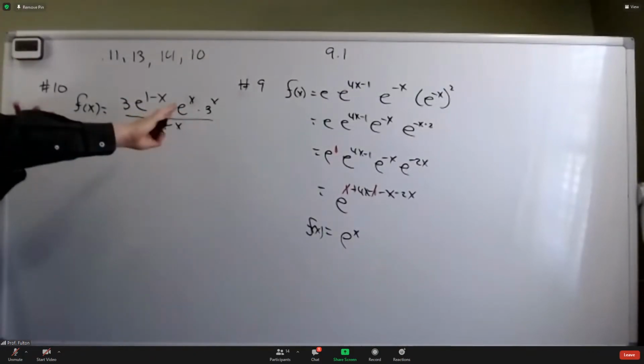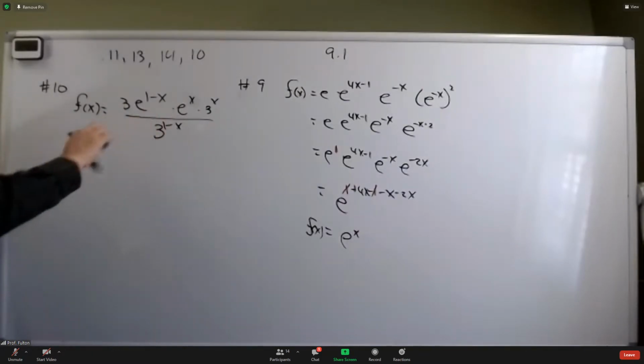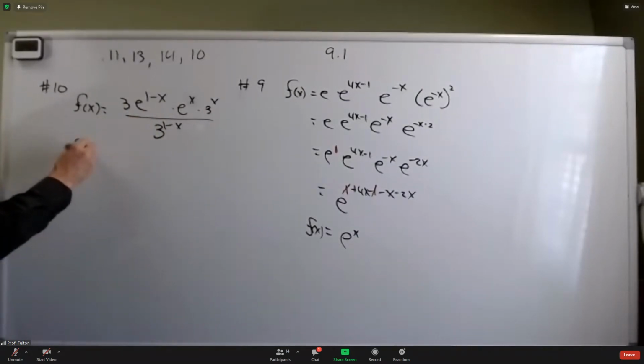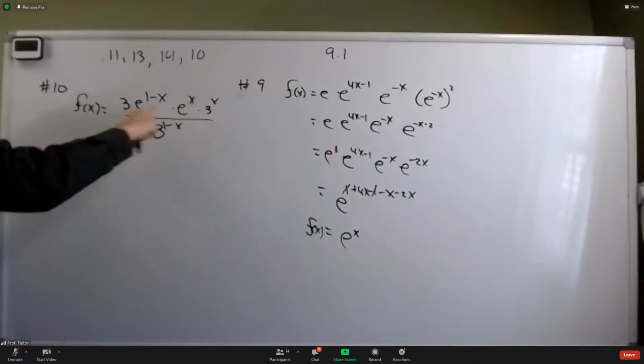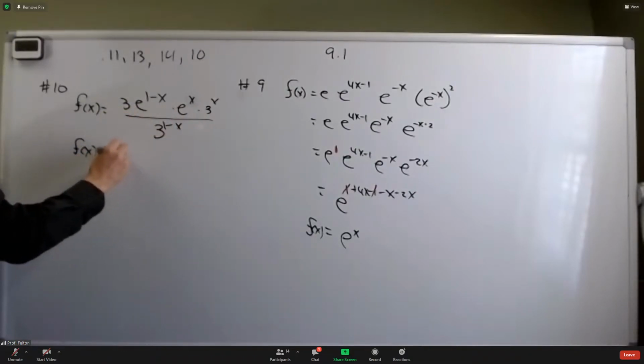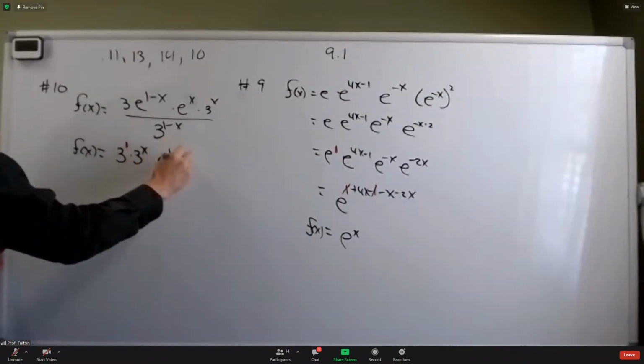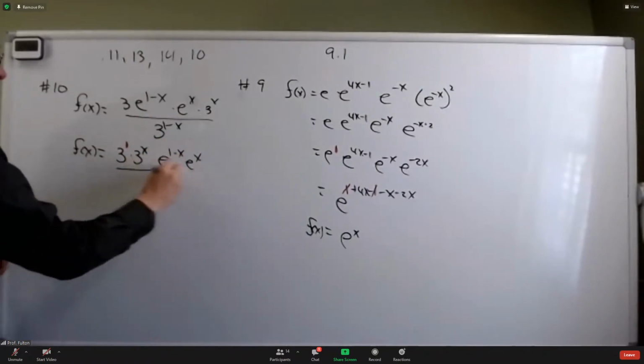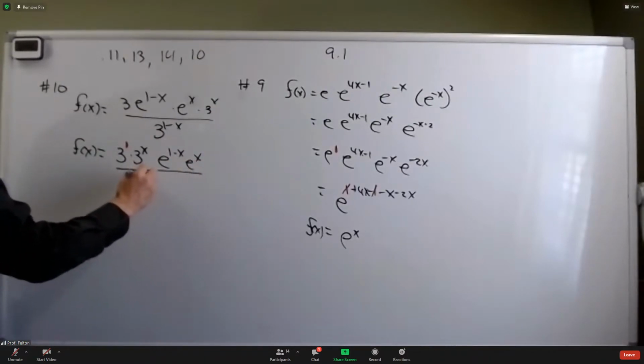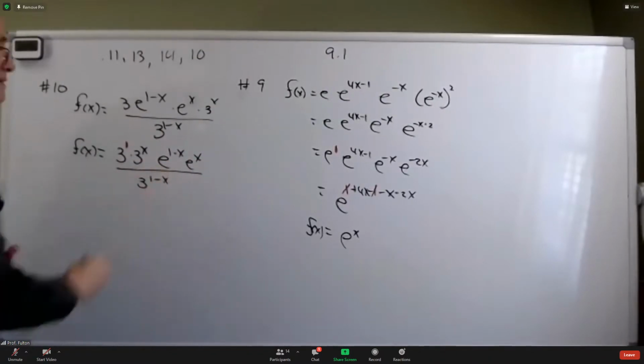Okay, what I'm going to do is just change the order over here and manipulate things a little bit. So I get f of x. I'm going to put all the bases of 3 together. So that's 3 really to the first power times 3 to the x. Then I can put these together: e to the 1 minus x times e to the x all over 3 to the 1 minus x.